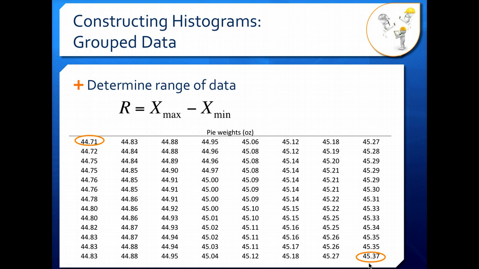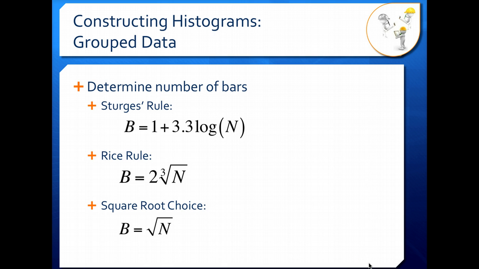The first thing we need to do when we're creating our histogram is determine that data range, and your range is your maximum observation minus your minimum observation. So we have 104 observations here, and our range is 0.66 ounces. Now that we've got our range, we need to figure out how many bars are going to go in our histogram, and there's a couple of different ways that you can do this.